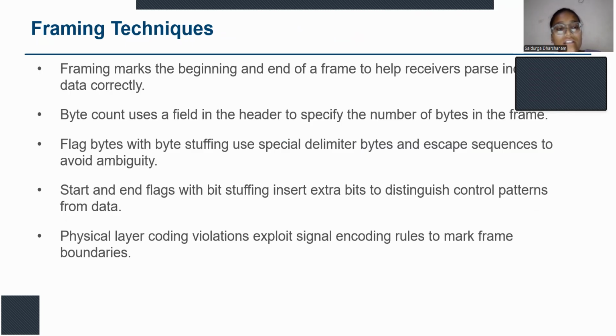These are the framing techniques of the link layer. Framing marks the beginning and end of a frame to help receivers parse the data correctly. Byte count specifies in the header the number of bytes, and the start and end flags with stuffing insert extra bits used to distinguish control patterns from data.